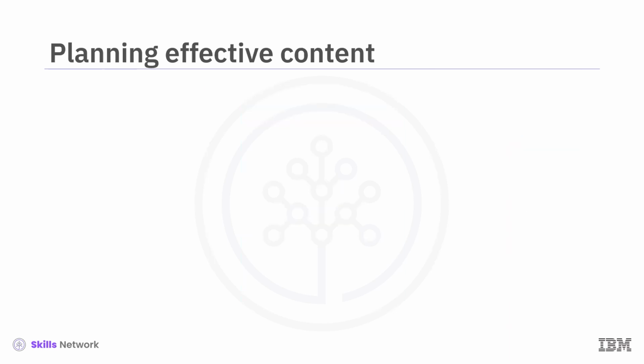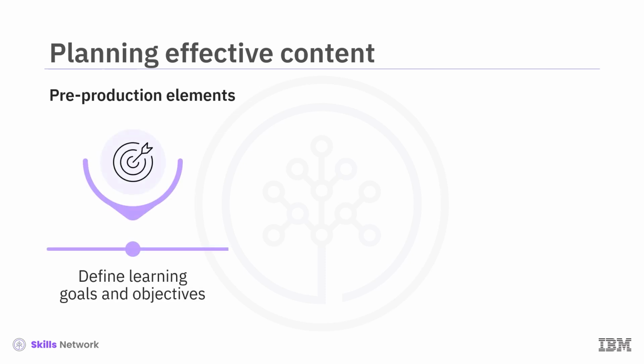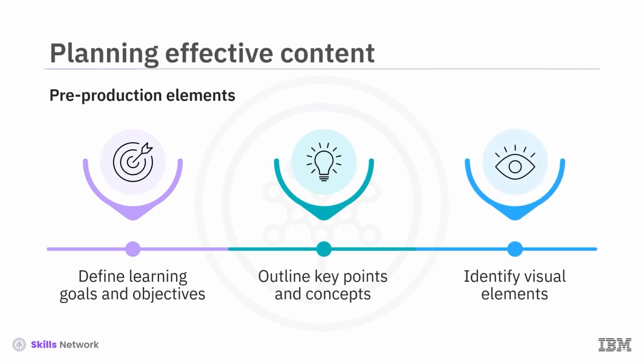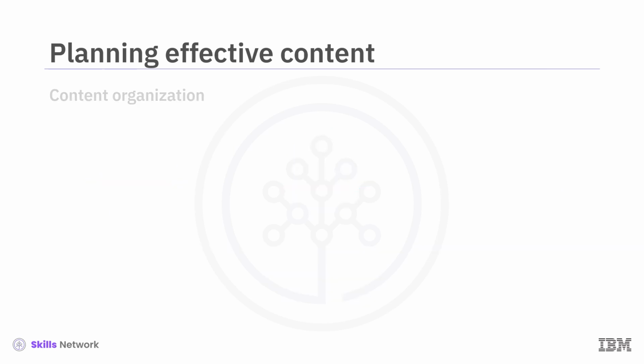For planning effective content, identify pre-production elements of the video content, such as defining the learning goals and objectives for the video content. Next, outline the key points and concepts that need to be covered in the video and identify the visual elements, such as animations, images, and motion graphics, to support the content.